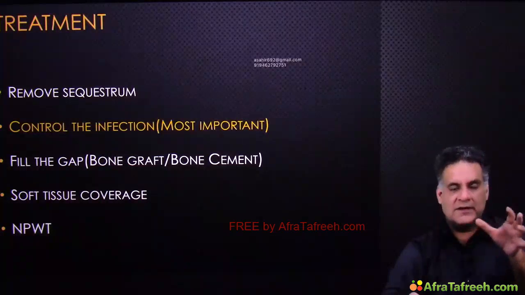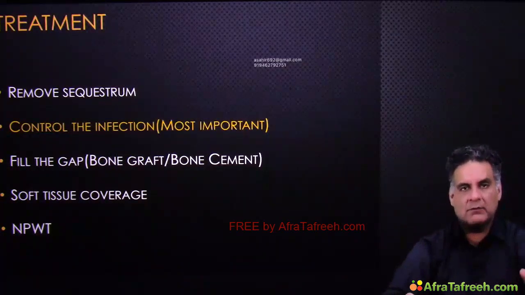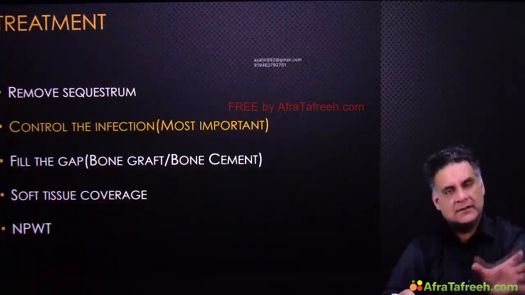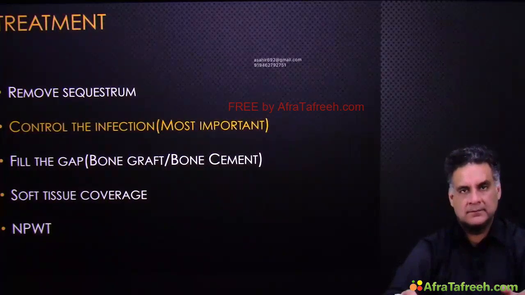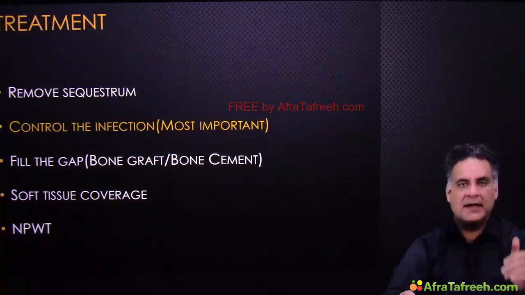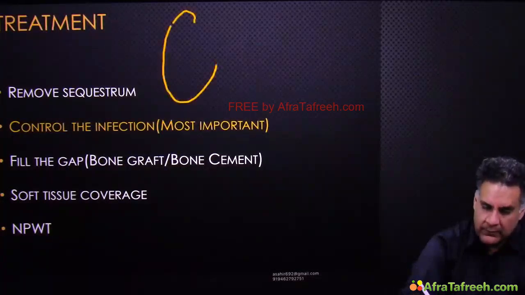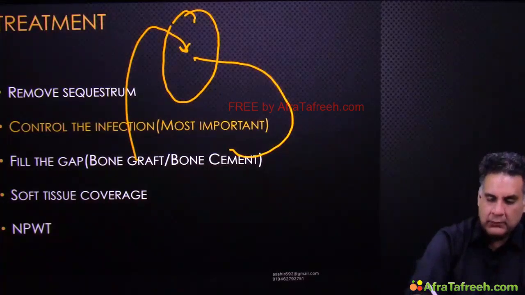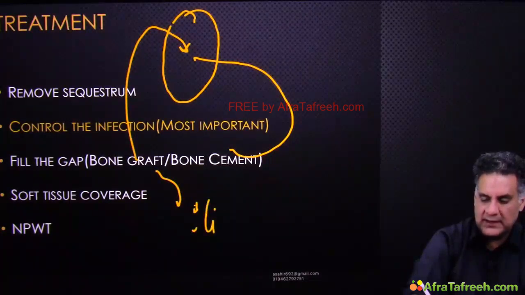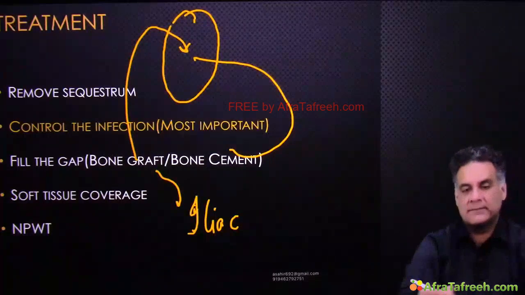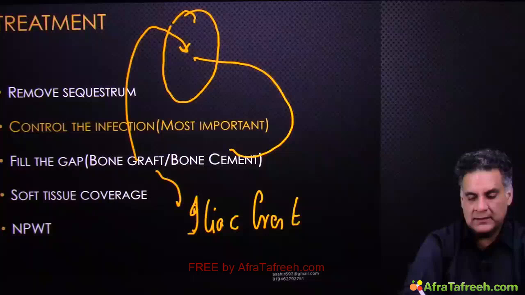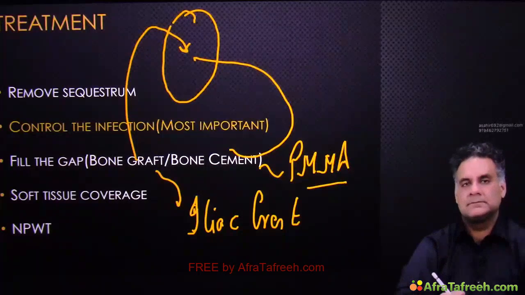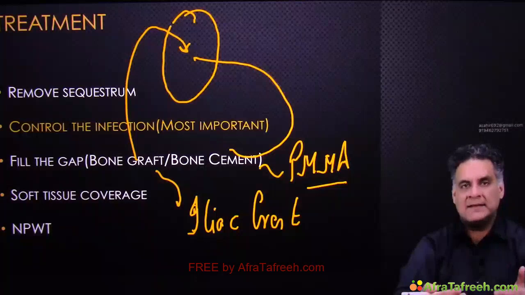For these chronic infections or chronic osteomyelitis of the bone, number one treatment, remove the dead bone. Number two, but the most significant, control the infection. Number three, fill the gap. Whenever you have a gap in the bone, you must fill it with a bone graft or a bone cement. Bone graft in the human body is usually taken from the iliac crest, and the bone cement, you must all remember this name, polymethyl methacrylate.